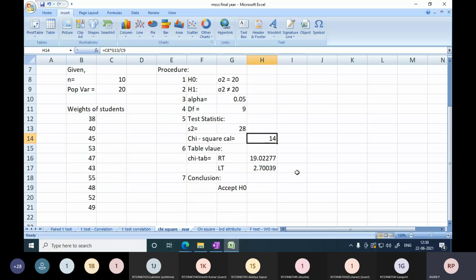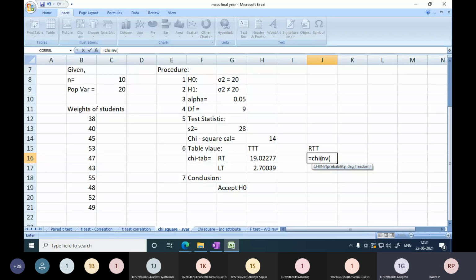Now you just tell me what is the right-tailed table value for this data. I'm not asking you the two-tailed, I want to find only the right-tailed table value. This is a two-tailed test; now I'm asking for the right-tailed test. What is the table value? It is equal to CHISQ.INV, open the bracket, alpha, comma, degrees of freedom, close the bracket, enter. Got it.